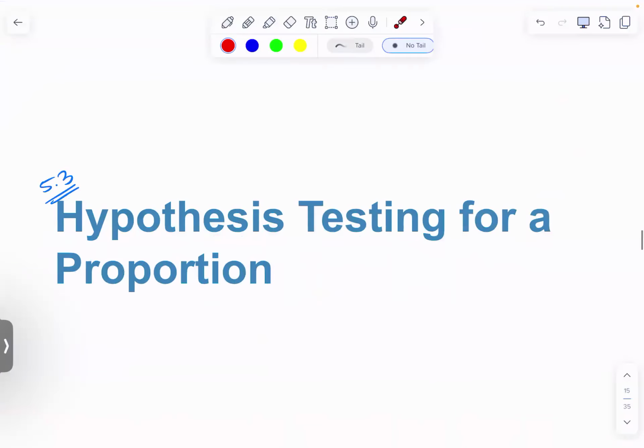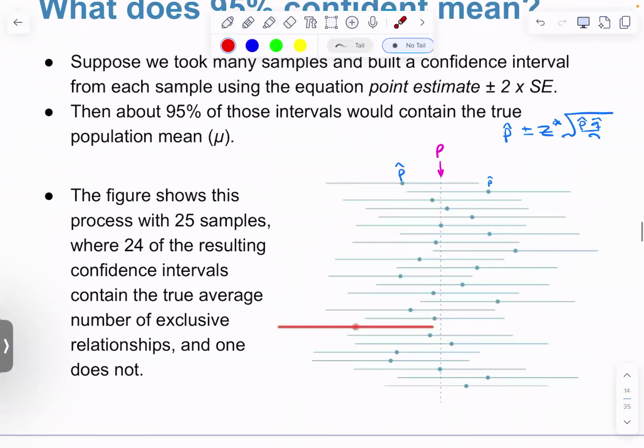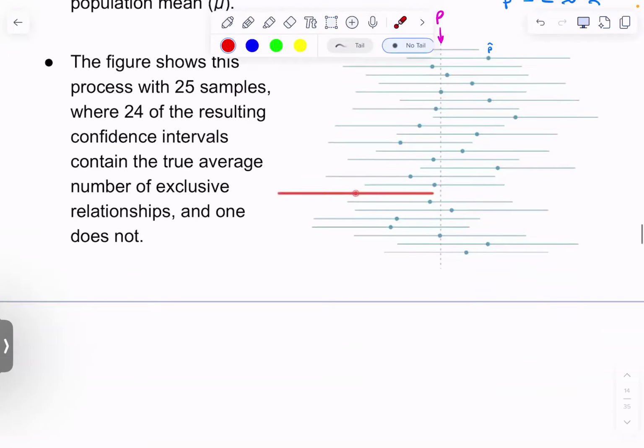But any questions about the confidence intervals before we get going? I just want to introduce hypothesis testing because it's a really big concept. So I want to kind of get a head start. I know, rude. I know.